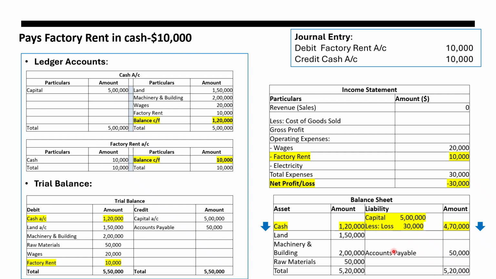Now when it comes to balance sheet, on the asset side, cash is reduced because rent is paid in cash. So cash is reduced from 1,30,000 to 1,20,000 now. And on the liability side, capital has reduced because the loss has increased. So when you reduce 30,000 from the capital amount of 5 lakhs, it's 4,70,000. So this is a reduction in the capital. Earlier it was 4,80,000. So balance sheet asset side is equal to the liability side, and it totals to 5,20,000.